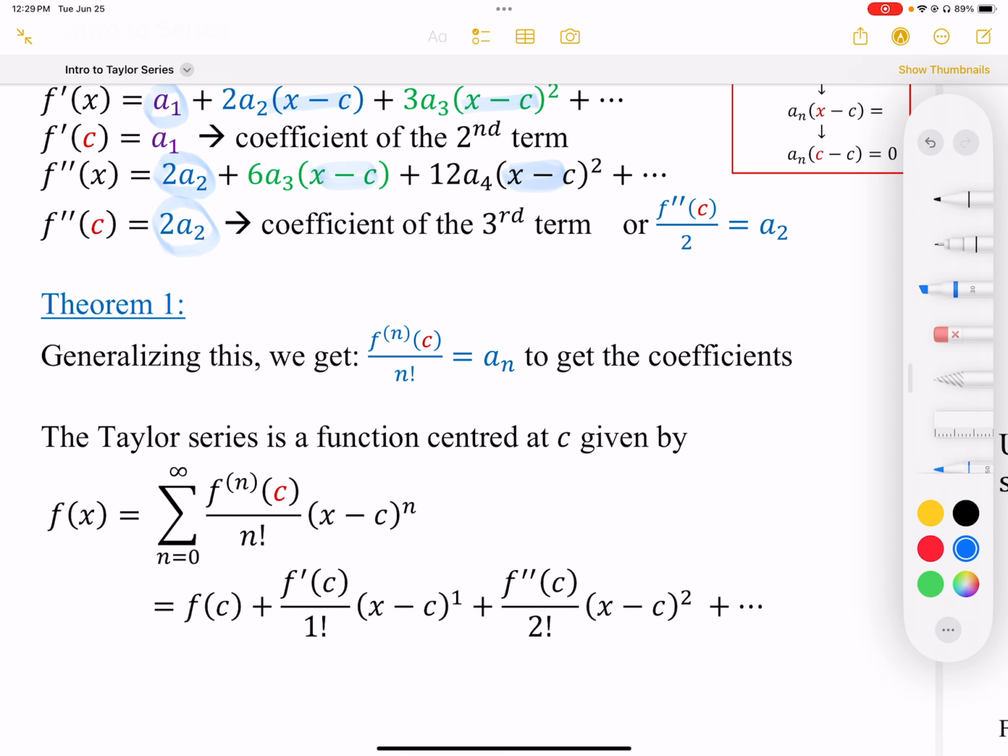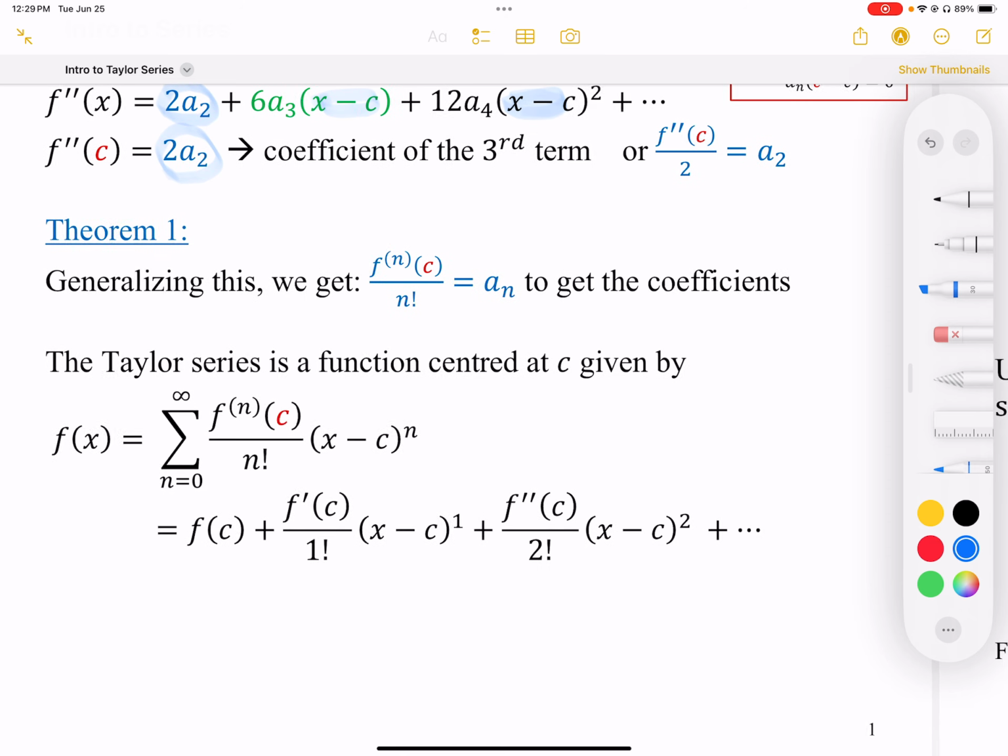And then we can generalize our Taylor series as a function by saying that the an part is going to be generated by this expression for every term. It's going to be the nth derivative evaluated at c divided by n factorial, and then we can multiply the power series part of that centered at c. And so we're going to get this expansion.